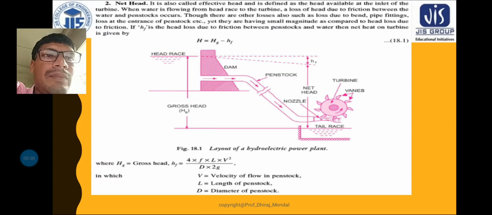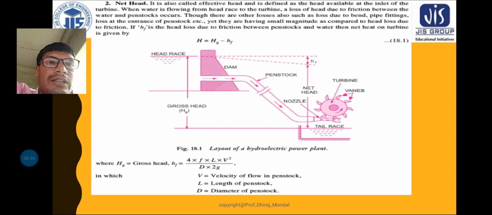So with the help of this dam, the head race, or the height of the water, is increased. And as we know, it is water power, which is nothing but potential energy, W equals mgh. That potential energy is allowed to enter into this penstock. So this is the penstock, you can see.